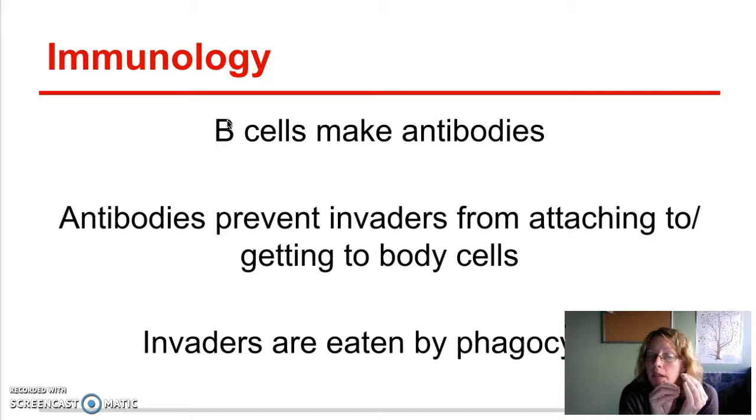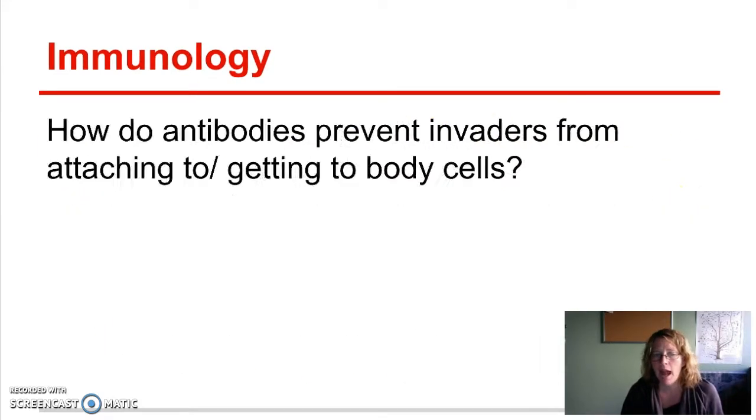You need to know that antibodies prevent invaders from either attaching to or getting into body cells. After those antibodies prevent invasion, those invaders are going to be eaten by phagocytes, so any of those cells, those macrophages or neutrophils, those types of cells that eat other cells. Now that we have some terminology down, we're going to talk about how antibodies prevent invaders from attaching to or getting into body cells.